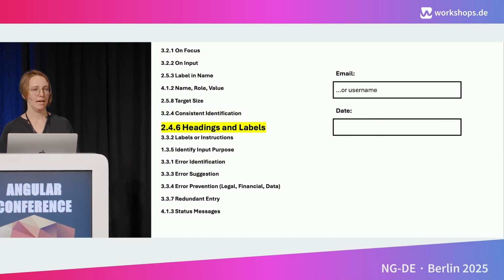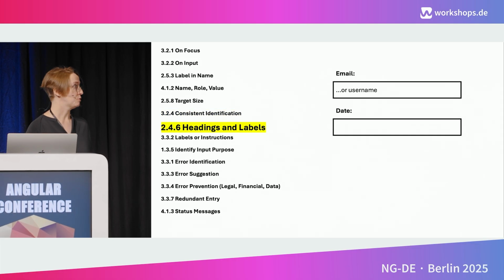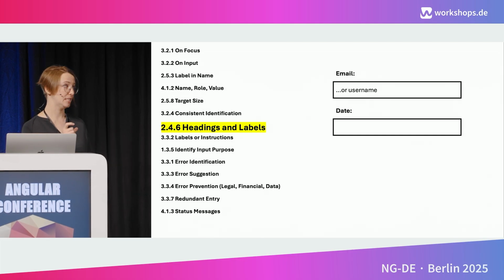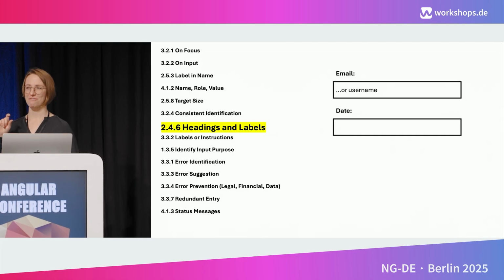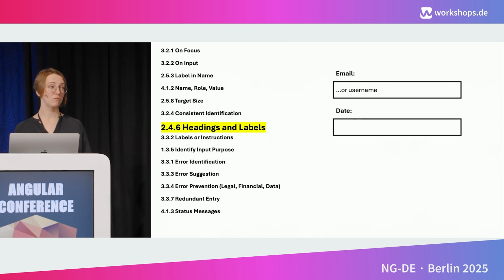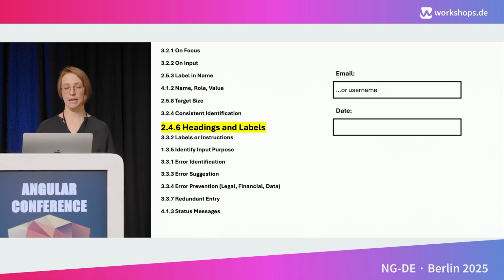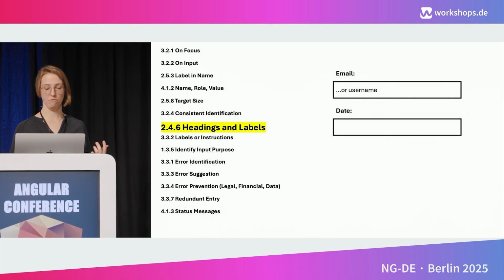Next one, headings and labels. You have to provide meaningful labels. If you have your login website and you accept email and username, then tell this. And if you have a date, then specify what this date is. Is it the birthday? Is it the starting date for the flight search? Whatever. So be more specific and, well, meaningful.